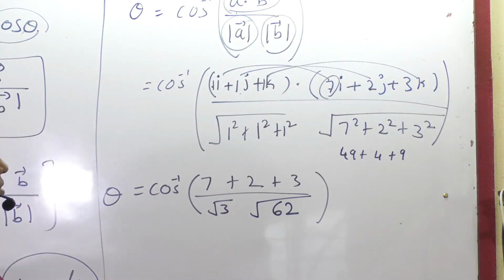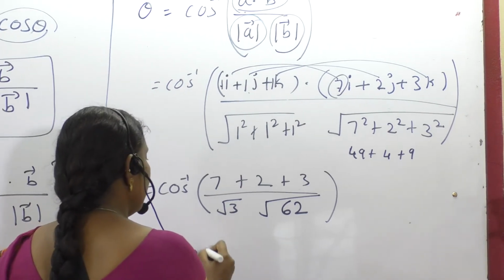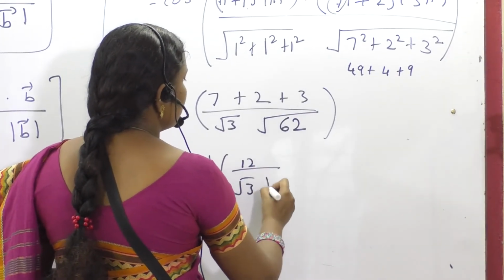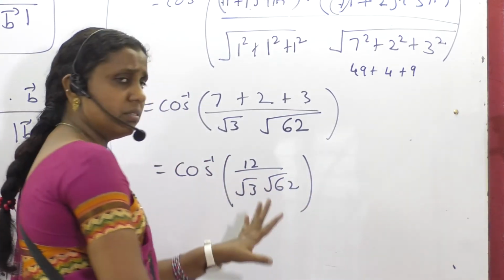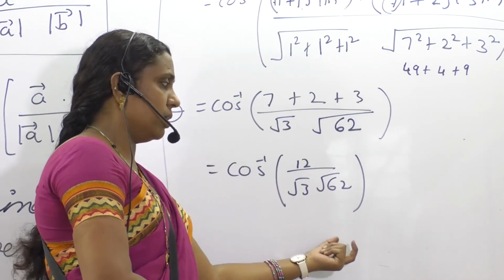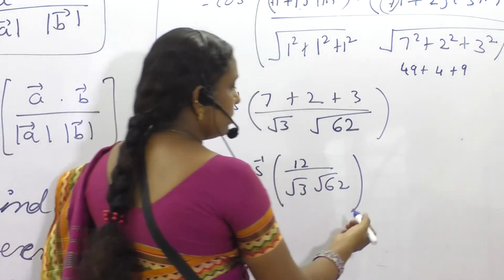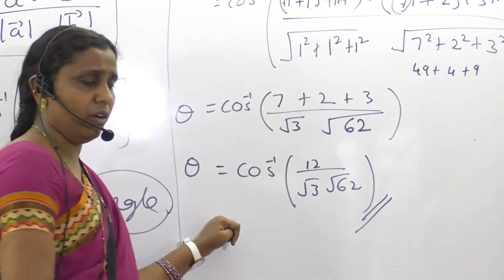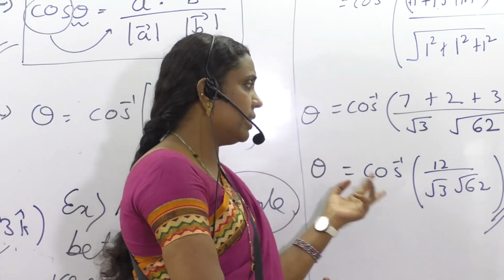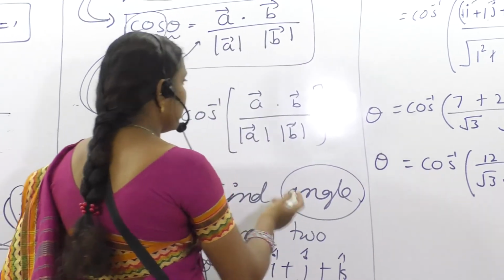Is it 62? Okay. So further we can add up the numerals: 7 plus 3 plus 2, that is 12, divided by root 3, root 62. Further cancellation is your choice. Any further simplest form, can it be reduced? Then you can conclude. So here it was a general example to make you aware that every time you will not be getting a standard angle. It may be other than that also. So theta is equal to cos inverse this much. Got it? This is how you have to find the angle.